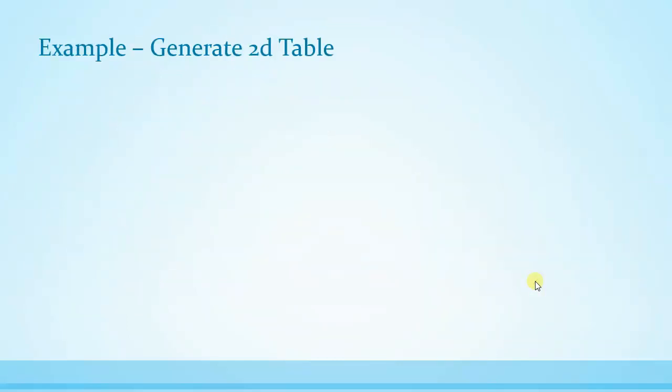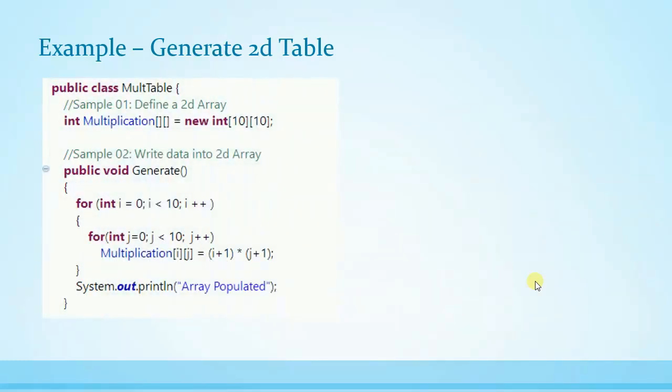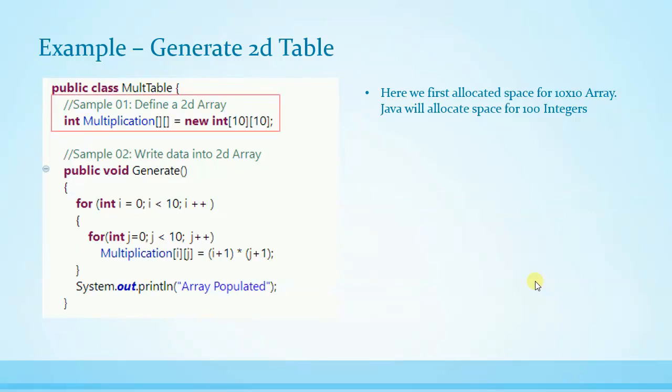Okay, let us see an example. Here we first allocate space for a 10 cross 10 array. So Java will allocate 100 integers. There are 10 rows and 10 columns. That's the dimension: the first dimension, row, is 10, and the second dimension, column, is 10. So together they form a 100 cell array.